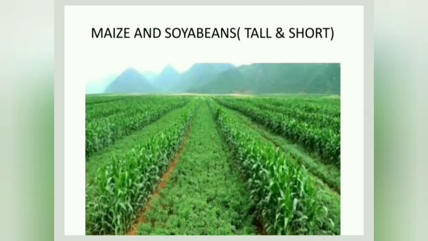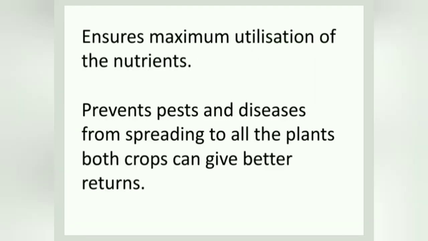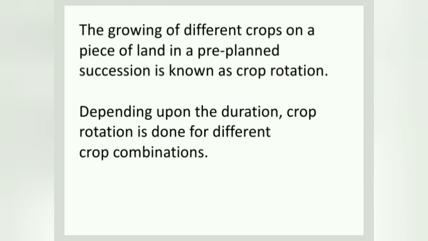Now here we can see maize crop and soya beans. Maize is the tall crop and the short crop is soya beans. So soya beans has the root nodules which absorb the nitrogen, and it also helps in the growth of the maize crop. So this ensures maximum utilization of nutrients, and it will help the crops protect themselves from pests and diseases which are also spreading to other plants, and both the crops will give a very good yield.